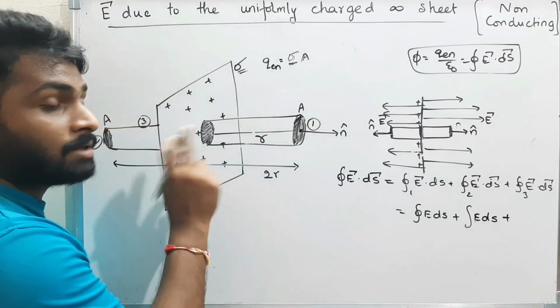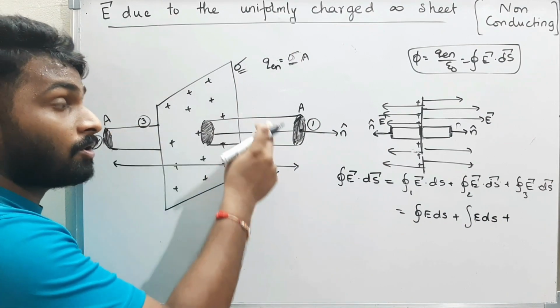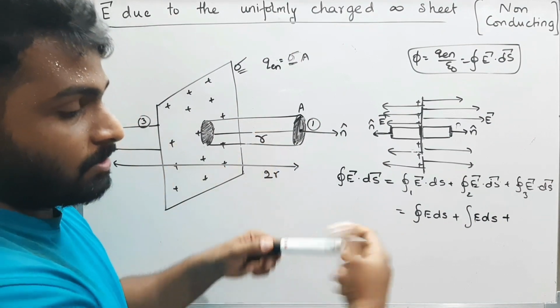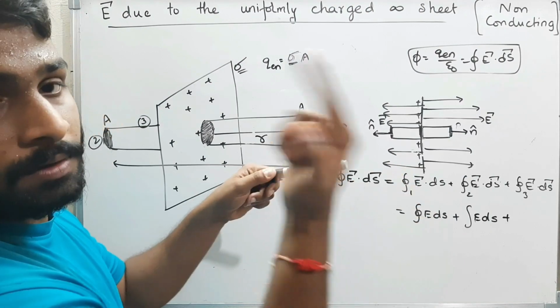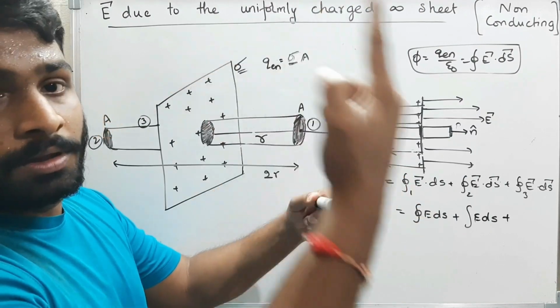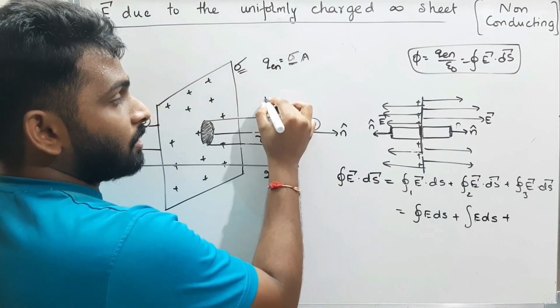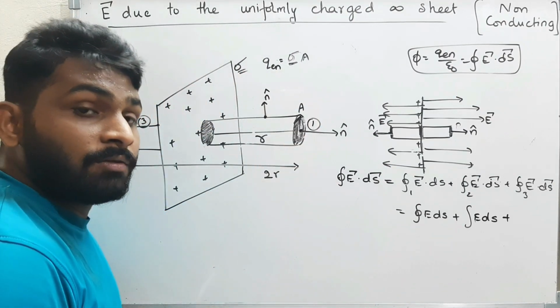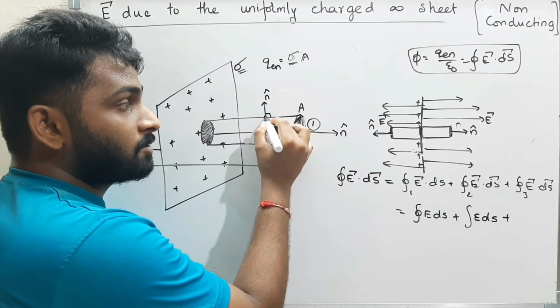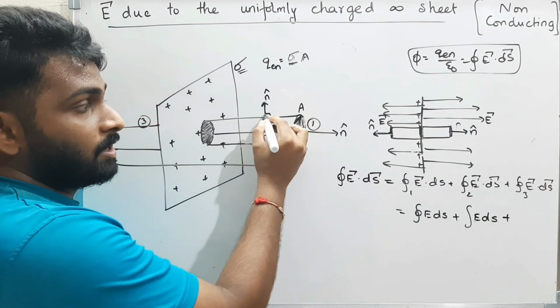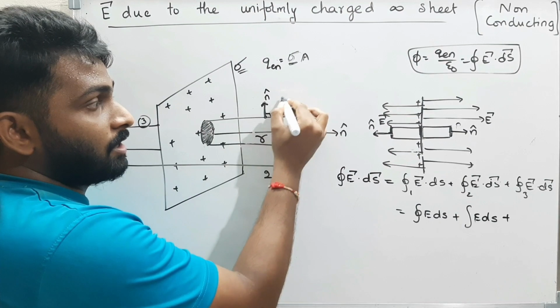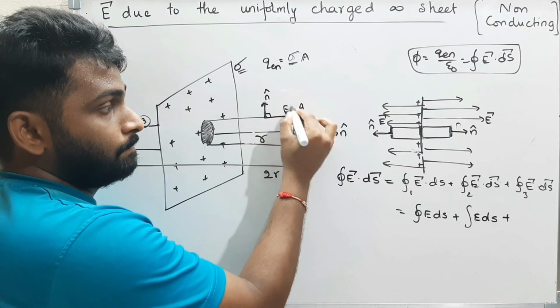And for the third surface, what is the third surface? Nothing but the curved surface other than the cross sections. This whole surface. Now for this, what is the area vector? The area vector is perpendicular to the surface and it is projected outwards. For this, the area vector is outwards and the electric field directions are in this direction.